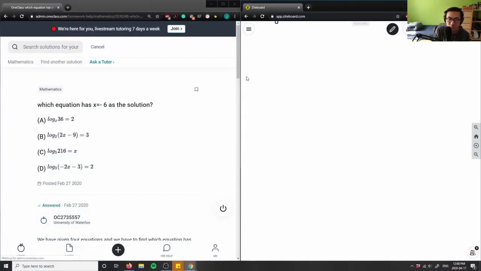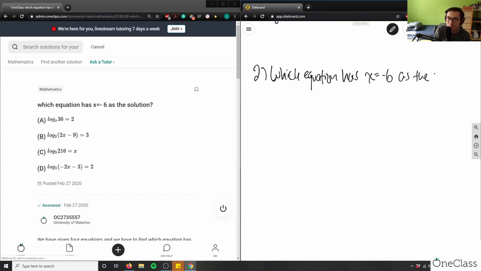So this is number 2. Which equation has x equals negative 6 as the solution?